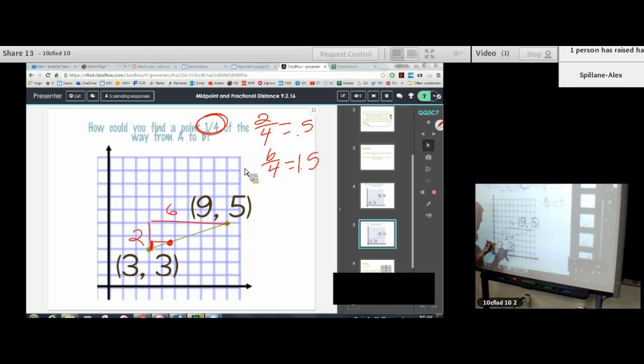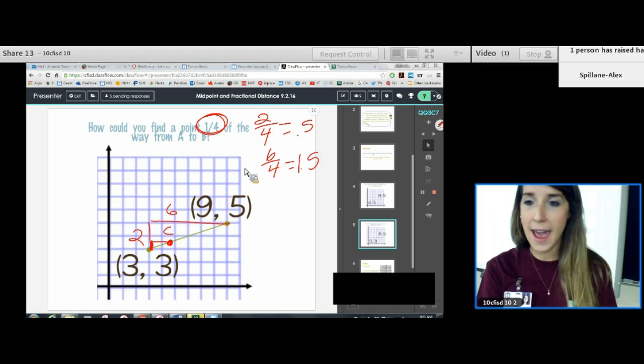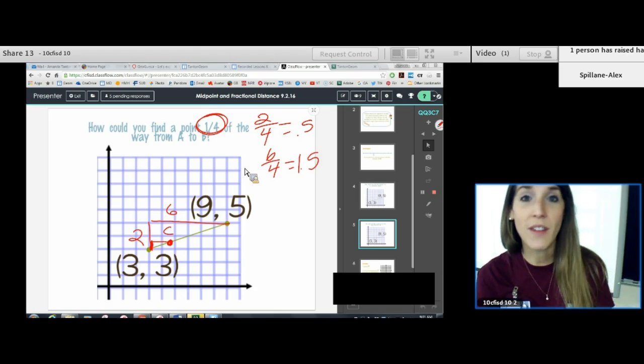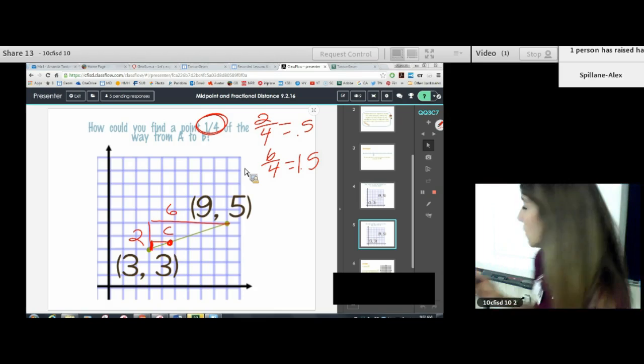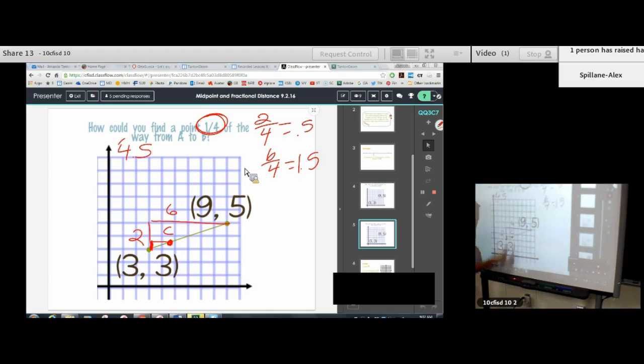That, what should I call it? C. That is the point that is 1/4 of the way from A to B. We have to find its coordinates now. Okay, so I go over 1, 2, 3, 4.5. And I go up 1, 2, 3.5.